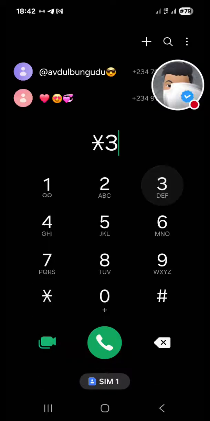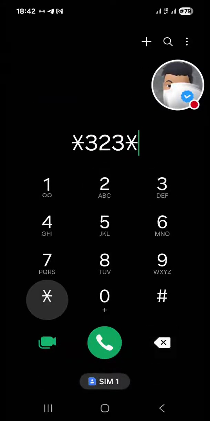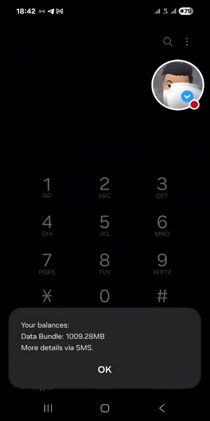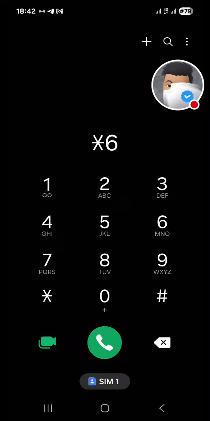So now let's go ahead and check our balance. I think it's the star 2 3 star 4 hash. Currently I have 1 gig, or let's say less than a gig. As I said, I'm going to be showing you a live proof, but since the line keeps disconnecting, whenever I dial the code, my live stream disconnects. So I'm just gonna do it sharp sharp, and I hope it records.